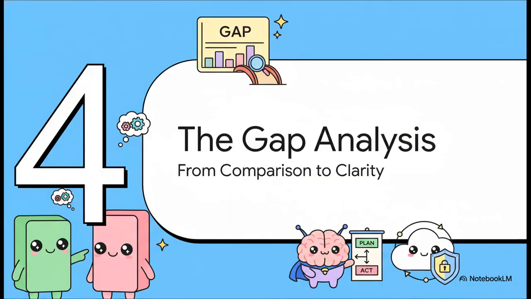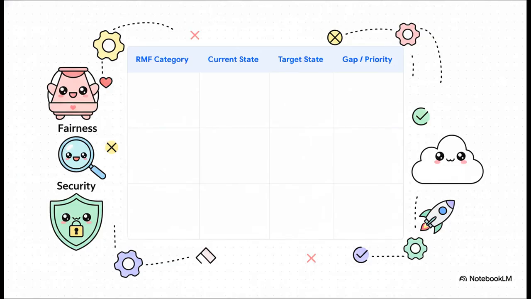Because that comparison, that's what we call a gap analysis. And this is where everything starts to click. This is how you turn a simple assessment into a powerful strategic plan that tells you exactly what to do. The structure for this is actually pretty simple. You set up a table like this one. You pull in the relevant categories like fairness or data quality straight from the NIST framework itself. Then you just fill in the blanks, current state versus target state.